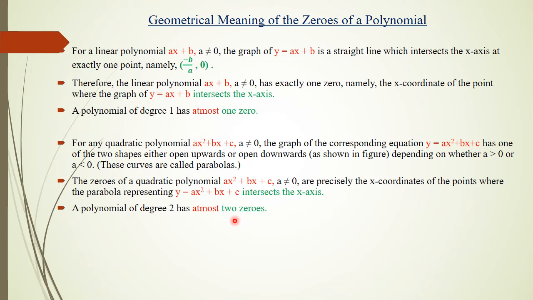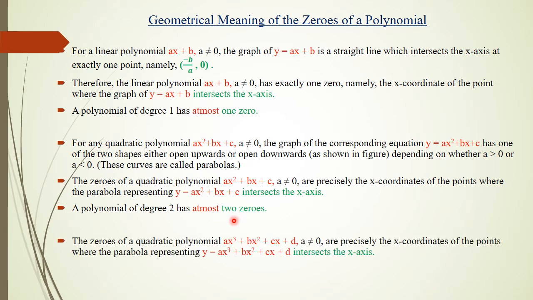case of quadratic polynomials. If I consider a cubic polynomial in the form ax cube plus bx square plus cx plus d, where a is not equal to 0, and I plot a graph considering y is equal to ax cube plus bx square plus cx plus d, it will intersect the x-axis at certain points. The maximum number of points where this graph can cut the x-axis is 3. Therefore, a polynomial of degree 3 can at most have 3 zeros.